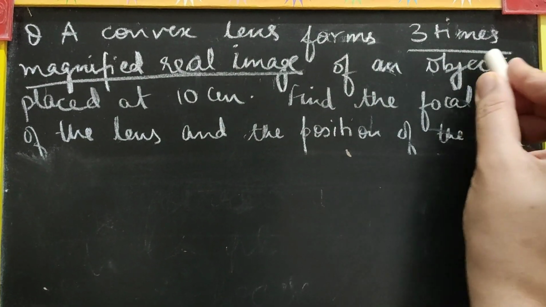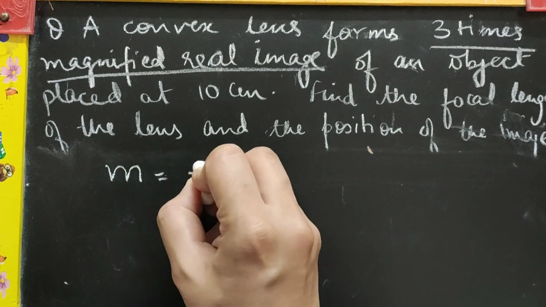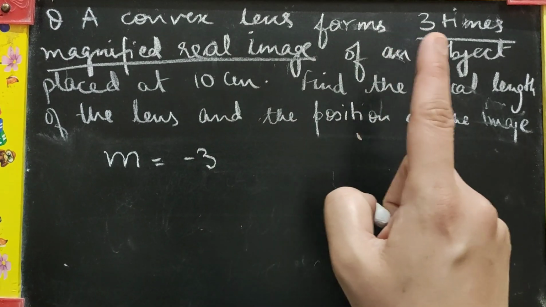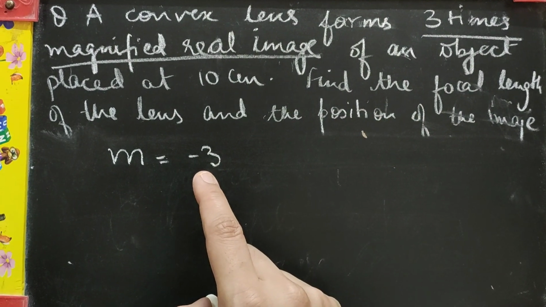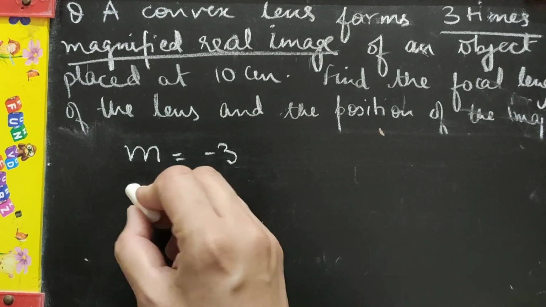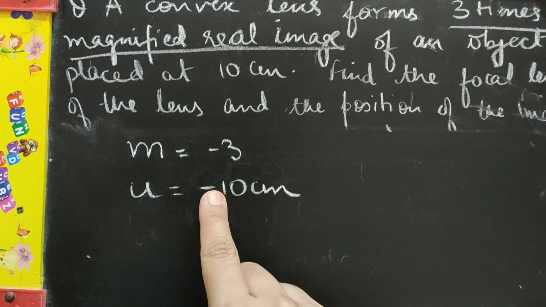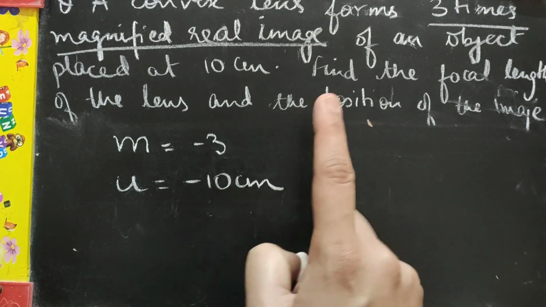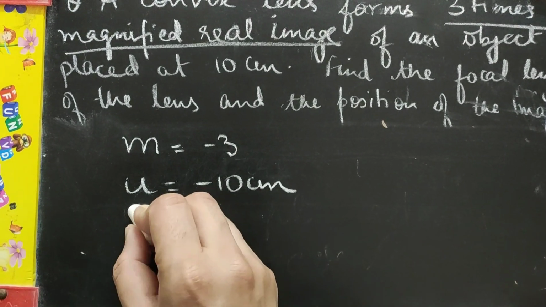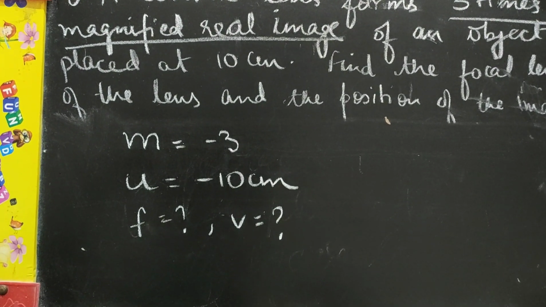So it says a convex lens forms 3 times magnified real image. So that means magnification is minus 3. Negative because it's a real image, and 3 because it is given it is 3 times magnified real image of an object placed at 10 centimeter. So this is the object distance given, 10 centimeter. So I write it minus 10 centimeter due to the sign conventions. We have to find the focal length of the lens and the position of the image. So focal length of the lens and V, F and V is to be calculated.